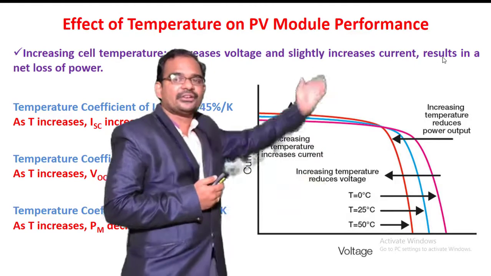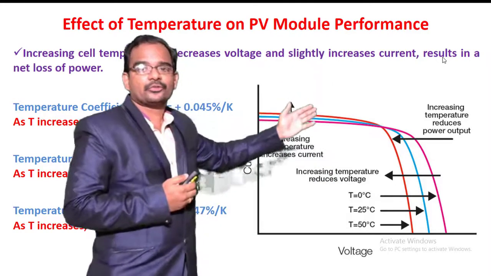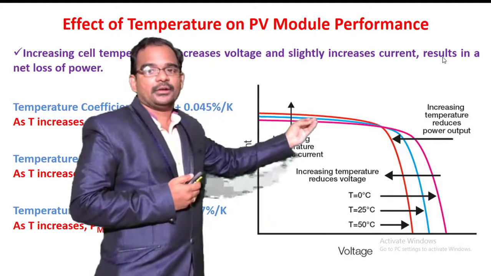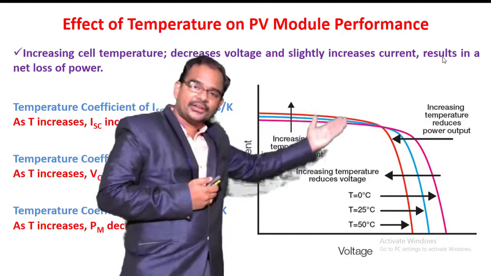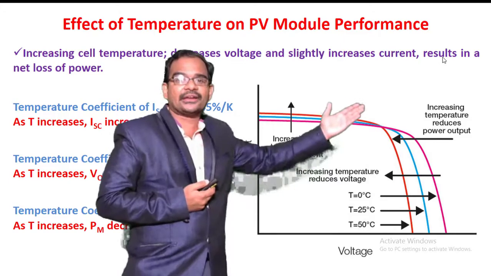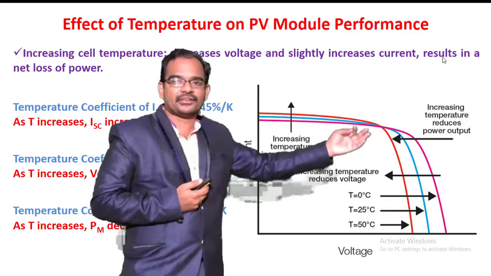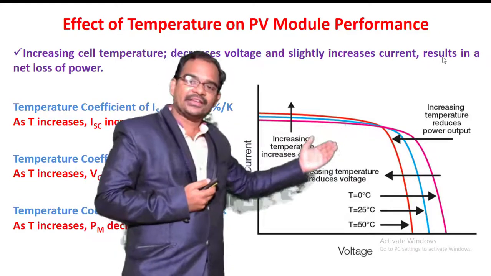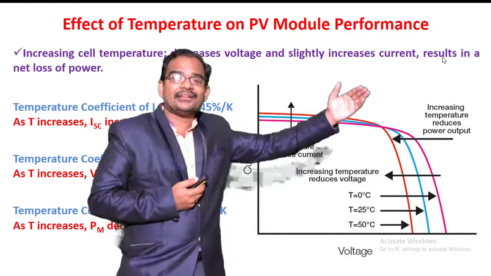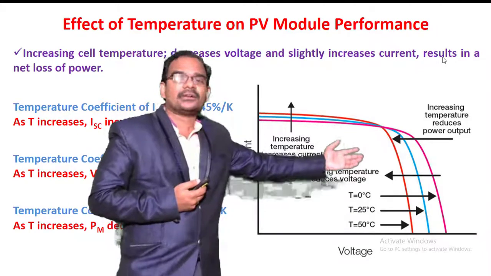Pink is at 0 degree centigrade, blue is at 25 degree centigrade and red is at 50 degree centigrade. As the temperature is increasing, the current is moving upwards, that is increasing. And you can also observe the peak power is also reducing. You will get the highest power at 0 degree centigrade, and that is the pink curve. And you will have a decrease in the peak power which is shown in the blue curve. And if you further increase the temperature to 50 degrees centigrade, there is a further reduction in peak power as depicted in the red curve.